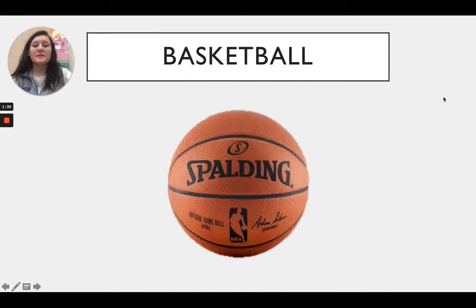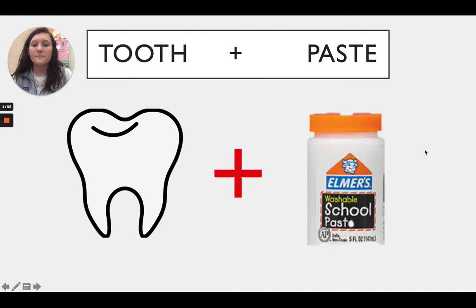Now, when we put these together, we get the word basketball. Together, we are talking about a specific ball, which is a basketball. And we see that when we put these words together, it has a whole new meaning than the two words separated. So let's look at another example of that.